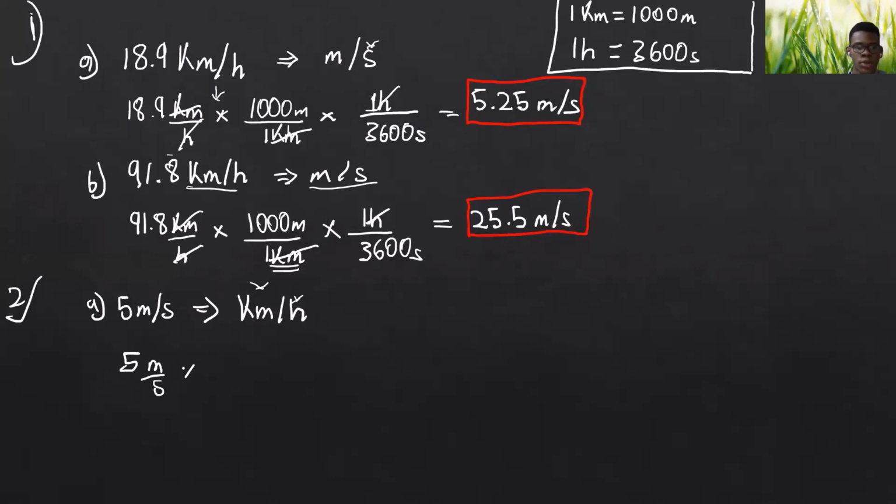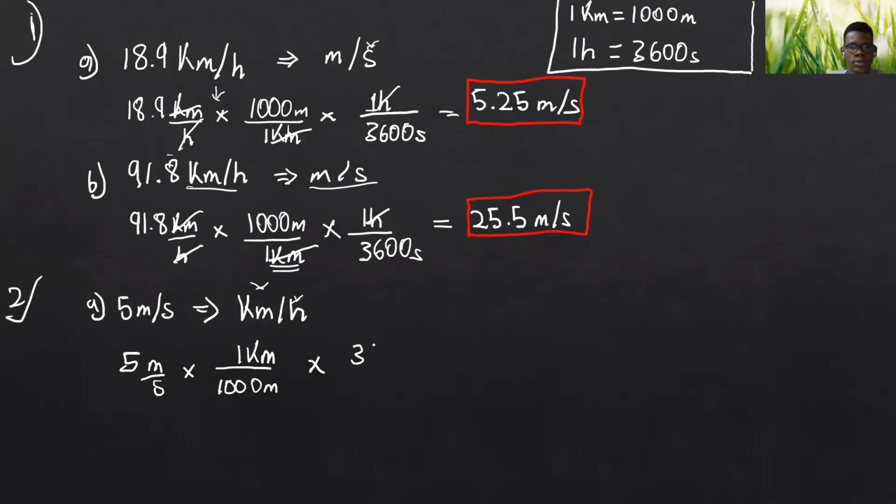And to do that, we multiply it by our 1 kilometer divided by 1,000 meters. And how do we know which needs to go in the numerator? Meters is in the numerator in our original quantity, so meters needs to be in the denominator in our conversion factor, and the 1 km will be in the numerator, right? Then we're going to multiply it by 1 hour over 3,600 seconds.